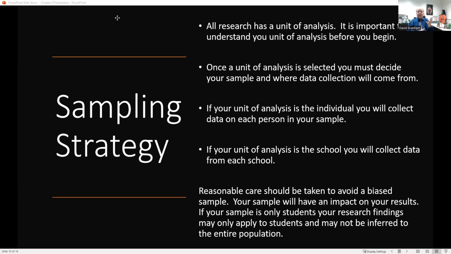If your unit of analysis is the individual, you collect data from each person. So you'll be doing the survey, asking that person questions or coding what that person does. In experimental design, you may not ask them any questions. You just look and observe and code what the person does. So reasonable care should be taken to avoid a biased sample. Your sample will have an impact on your results. If your sample, for instance, is only students, people may say, well, they just did students. So this really only applies to students. So generalizing that to the population, those findings may be problematic if you have a sample that is biased, or it only includes some people.